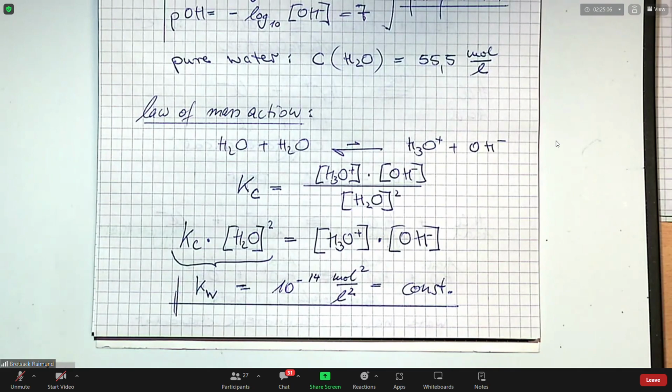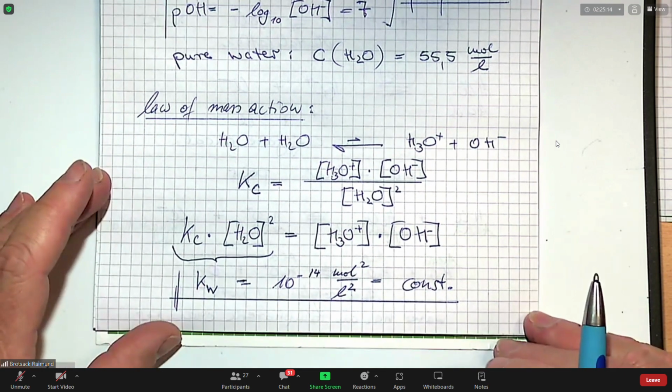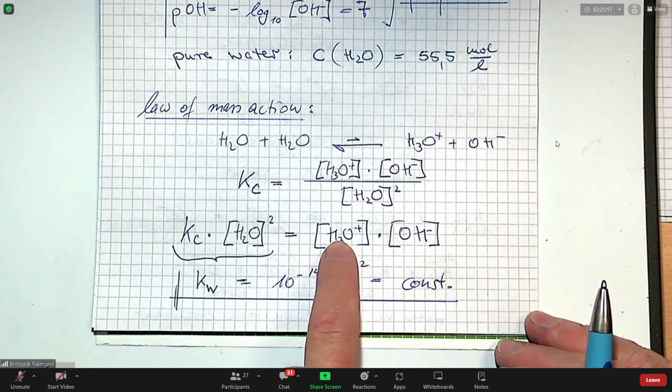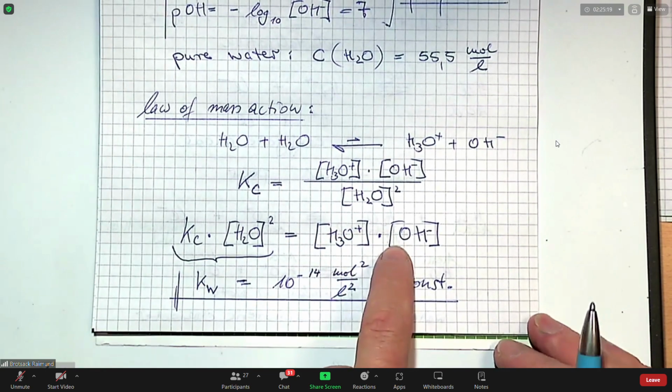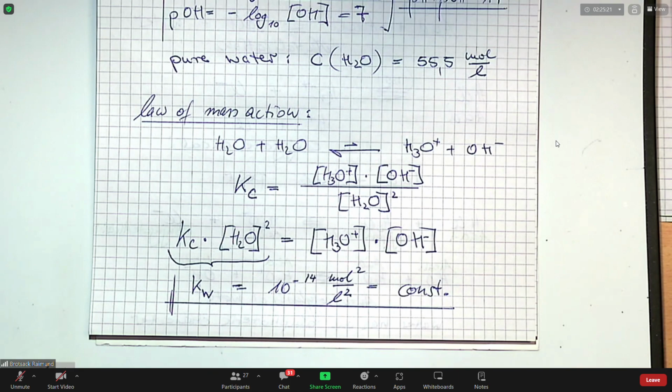The Kw is 10 to the power of minus 14, and that is what we already know. It's just a different way of explaining: the concentration of H3O plus is similar to the concentration of OH minus in a neutral solution. If we add an acid, we automatically decrease the OH minus, because the product of both is always 10 to the power of minus 14.